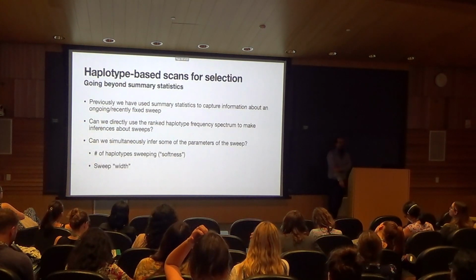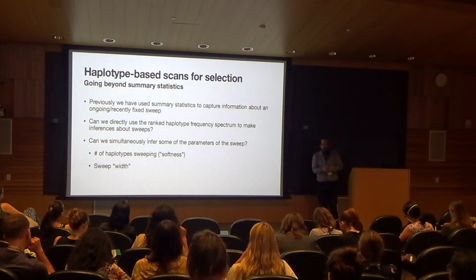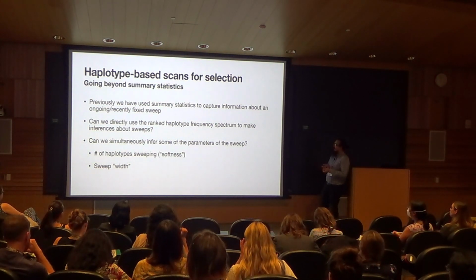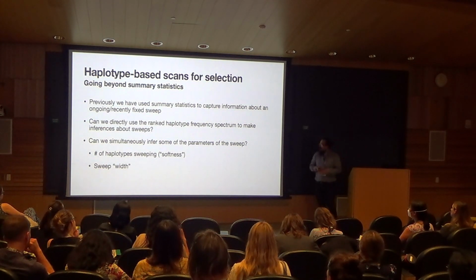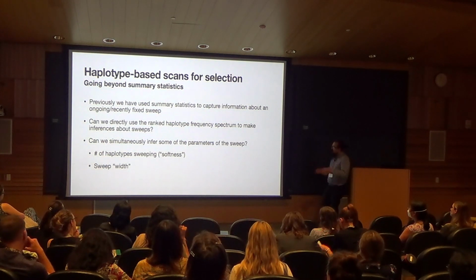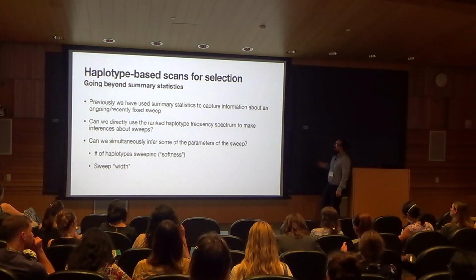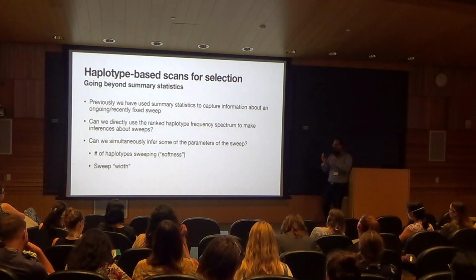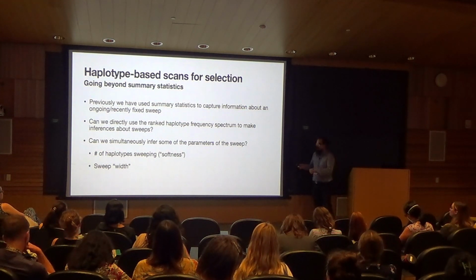And now I want to talk a little bit about going beyond summary statistics. All these statistics that I just talked about are essentially summary statistics of the haplotype frequency spectrum, and they work pretty well to capture information and allow us to identify putative sweeps. But I want to suggest that maybe we can directly use the ranked haplotype frequency spectrum to make inferences. By the ranked haplotype frequency spectrum, I just mean we look in some window at all of our haplotypes and rank them in order from most frequent to least frequent.